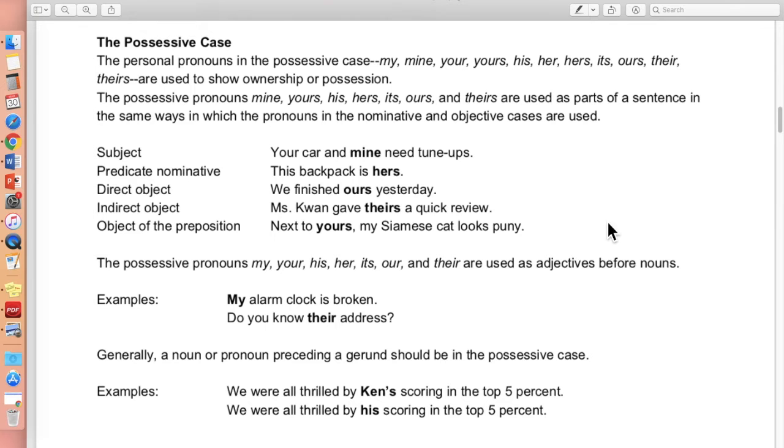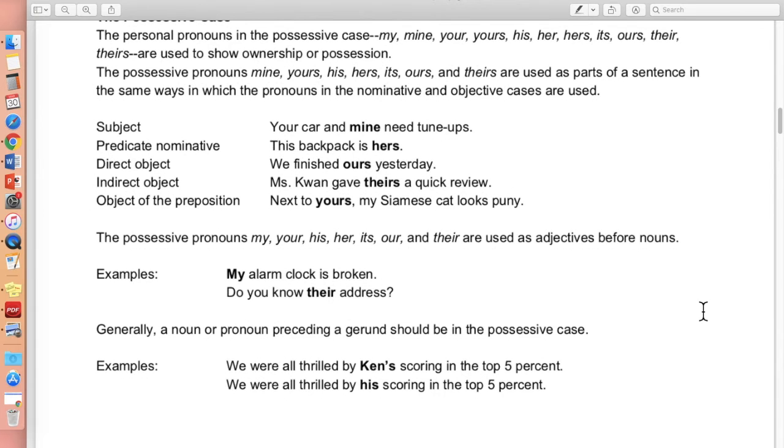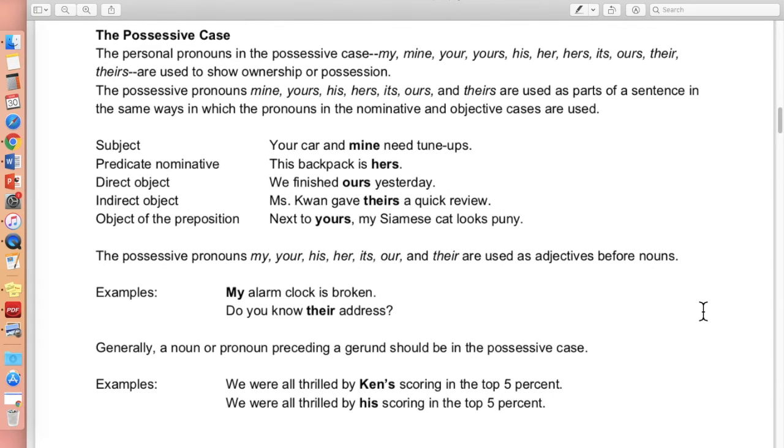And here's all the different ways it's being used. As the subject, your car and mine, compound subject. This backpack is hers, predicate noun there. We finished ours. This is really vague whenever we start using all these pronouns, right? But these are pulled out of a conversation that's already happening, and hopefully everyone is on the same page and knows what's going on.